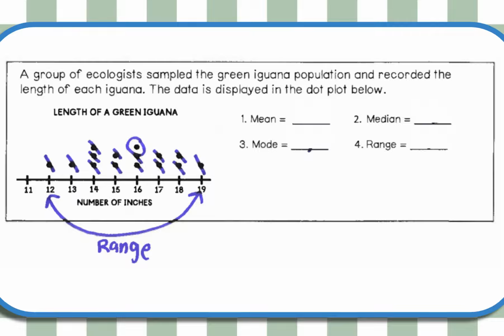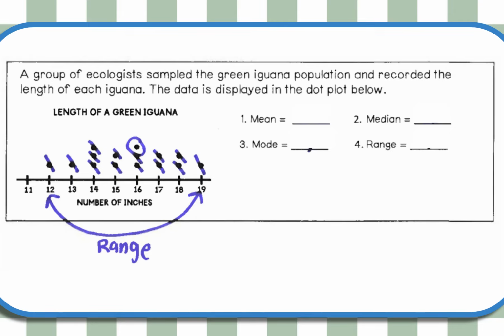All right, if you're ready to check it, let's start with the mean. So remember, mean is just another word for average. That's where you add up all the numbers and you divide by how many there are. I would recommend listing out the data set because we have 12, 13, 14, 14, 14, 15, 15, 16, 16, 16, 17, 17, 18, 18, 19.